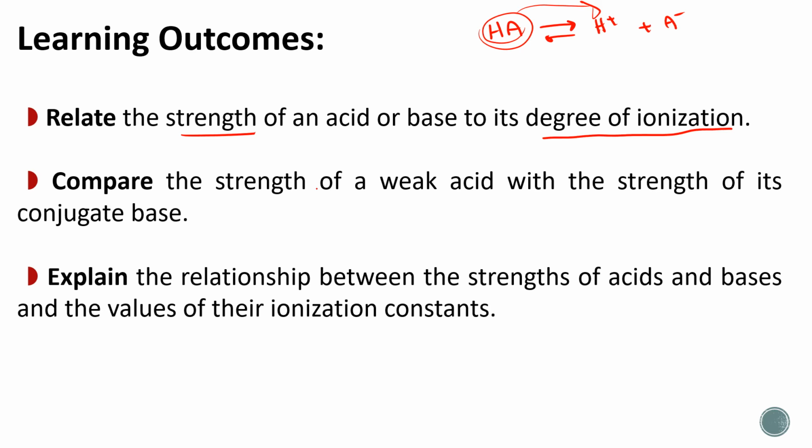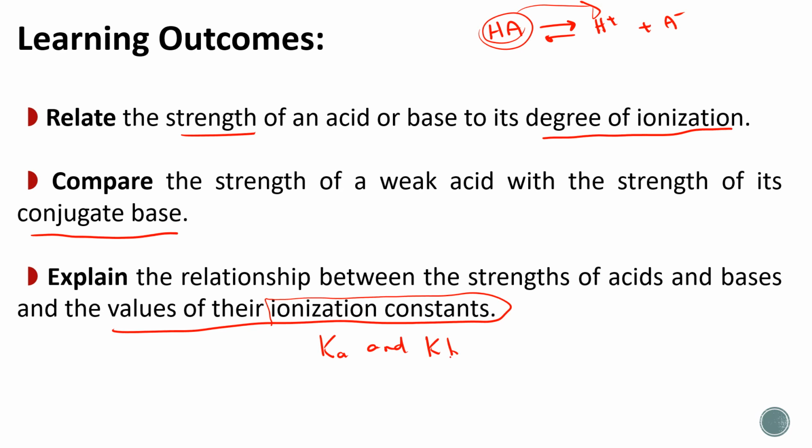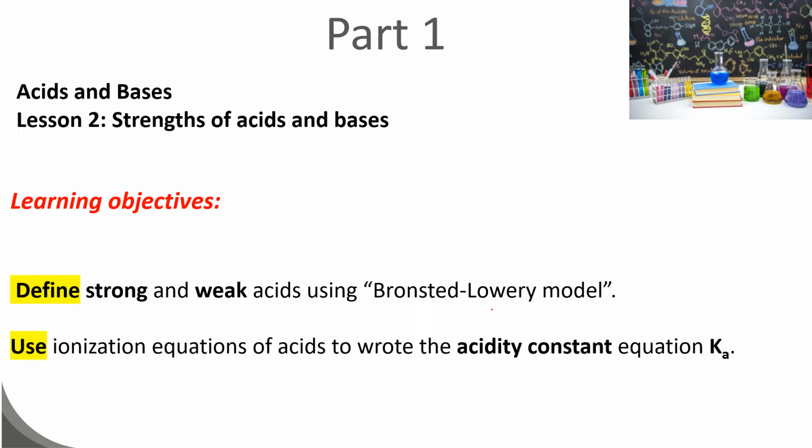Compare the strength of a weak acid with the strength of its conjugate base. So remember the Bronsted-Lowry definition. So we are going to compare the strength of a weak acid with the strength of its conjugate base, and then explain the relationship between the strengths of acids and bases and the values of their ionization constants. يعني في ionization constants Ka and Kb, which we are going to see inshallah.